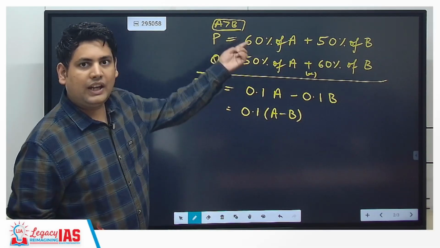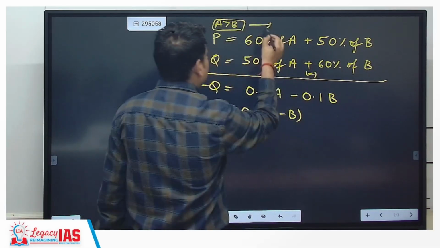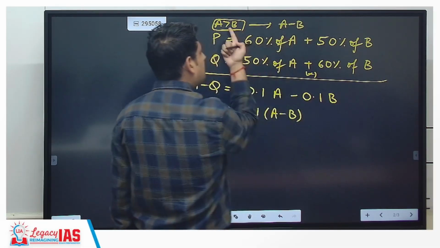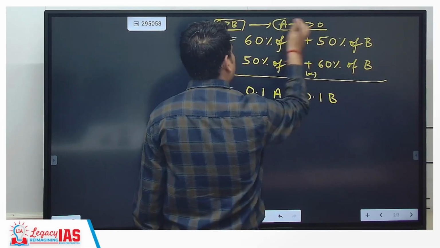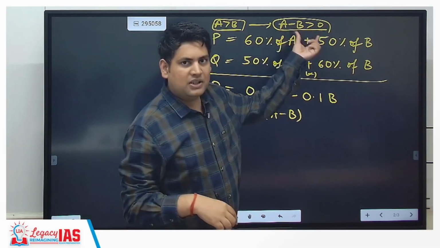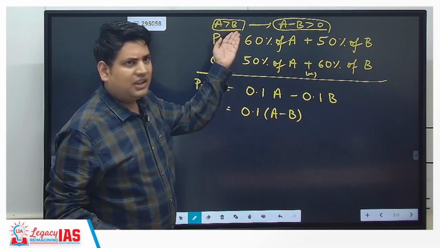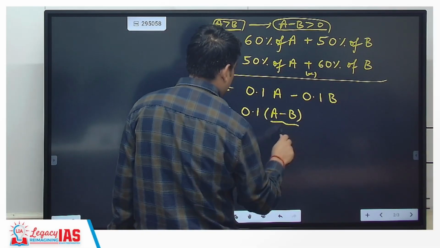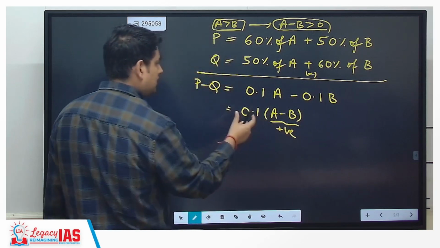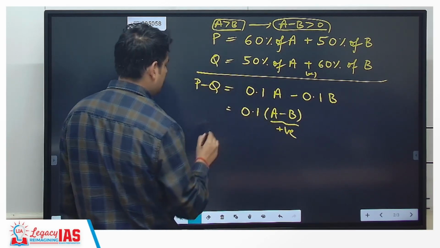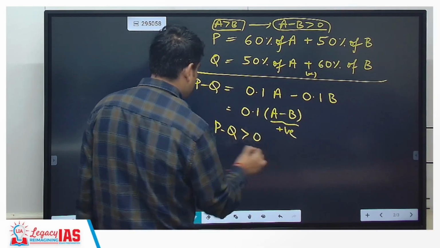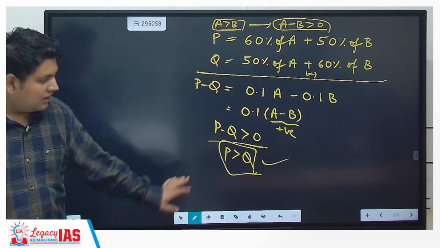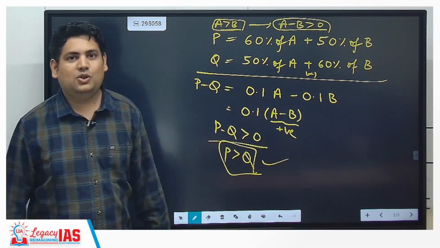Now what is given in the question? A is greater than B. Now if A is greater than B, can I send B to that side of the inequality? What I will get? A minus B is greater than 0. Simply if 5 is greater than 3, then 5 minus 3 is 2, that is greater than 0. Same thing. So A minus B here becomes positive. Now this is positive, this is also positive, positive into positive will give you positive. That means P minus Q is greater than 0, or P is greater than Q. So you can definitely get conclusion in this that P will be greater than Q.